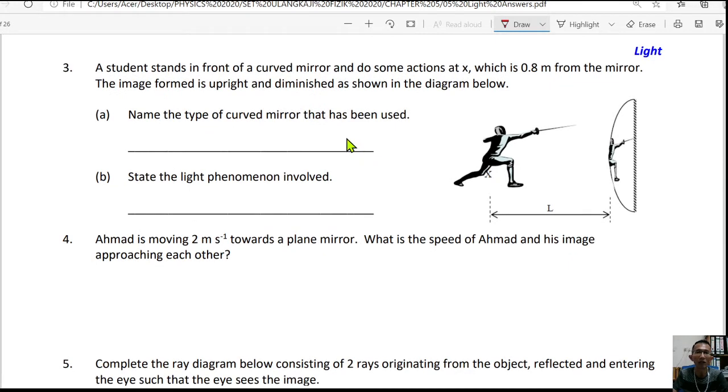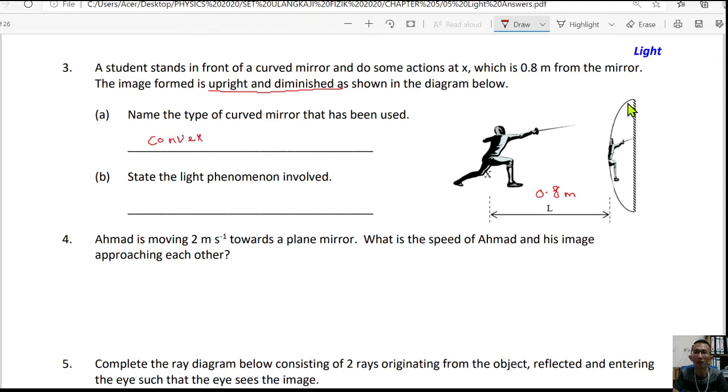A student stands in front of a curved mirror and does some action at X. The distance is 0.8 meter. The image formed is upright and diminished. So here are the characteristics: upright and diminished. Name the type of curved mirror. So this curved mirror must be a convex mirror.